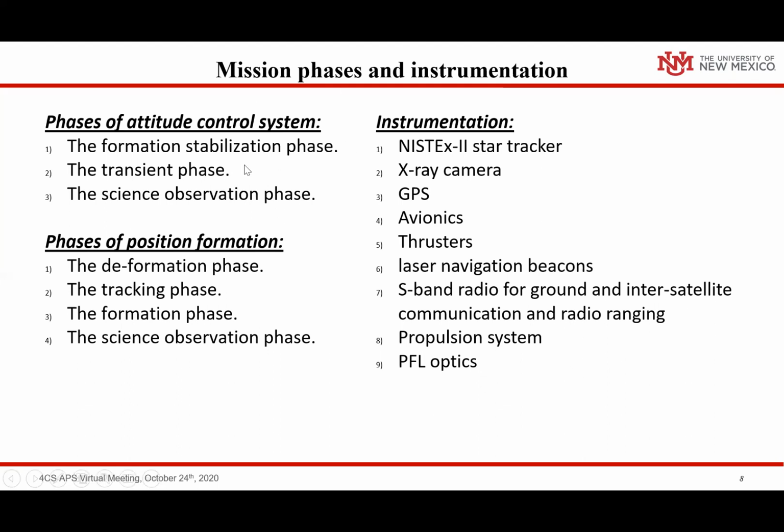Each one of these phases is planned based on the instrumentation optimization discussed in other papers and this paper as well. For the instrumentation, we have the star tracker, X-ray camera, GPS, avionics, thrusters, laser navigation beacons. We have the band radio for ground and inter-satellite communication and radio ranging. We have the propulsion system. We have the optics.